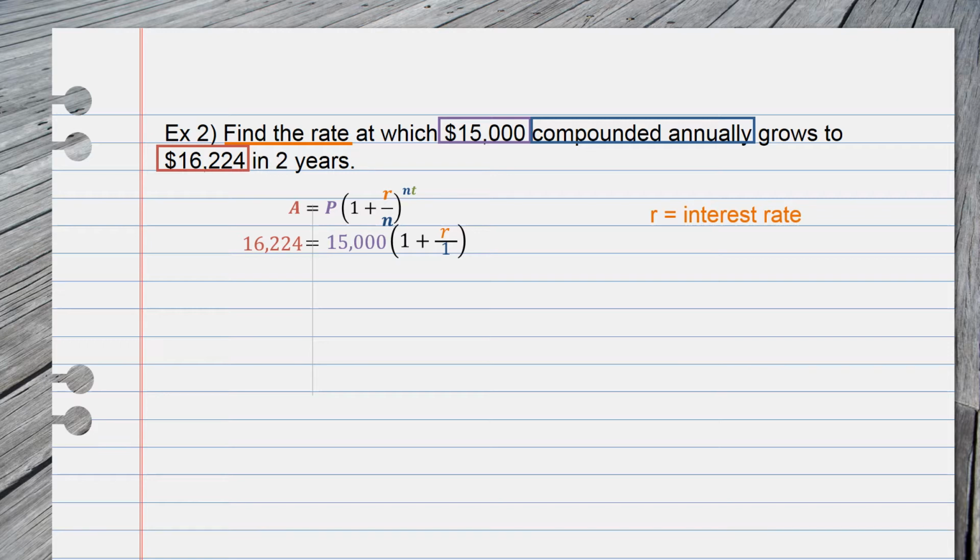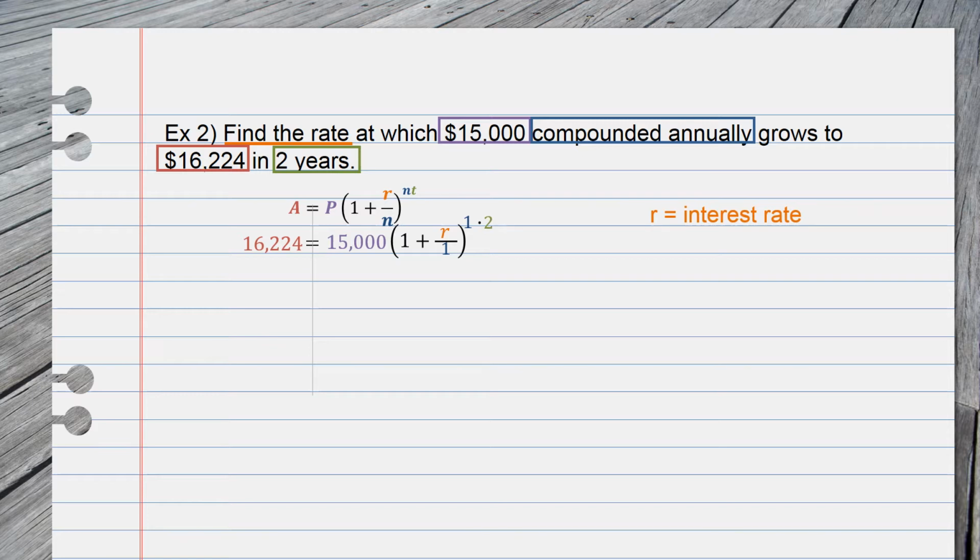Now we're looking in the exponent. We have N times T. N, again, is that hidden word of annually. So we have 1 times. And now T stands for time. Do we know how long the money was in the account for? It was in there for 2 years, so now we replace T with a 2.